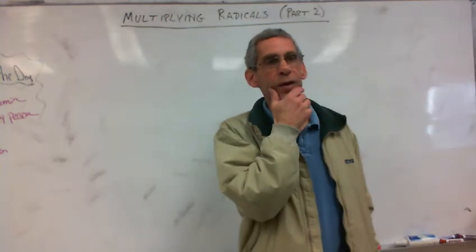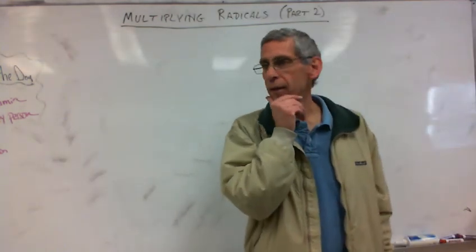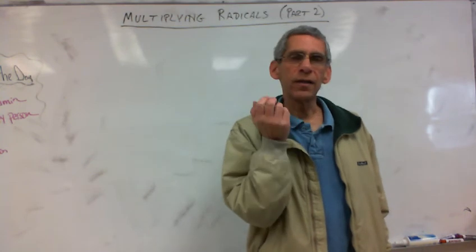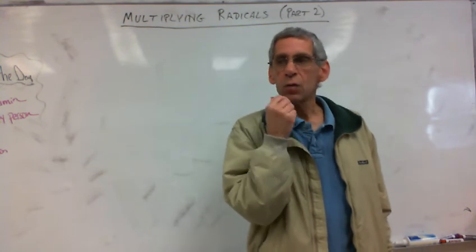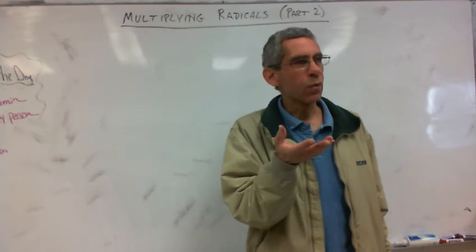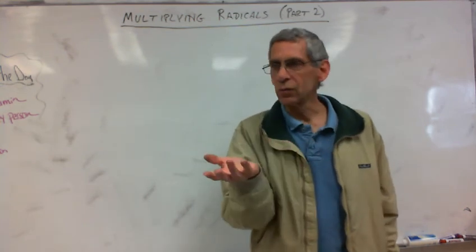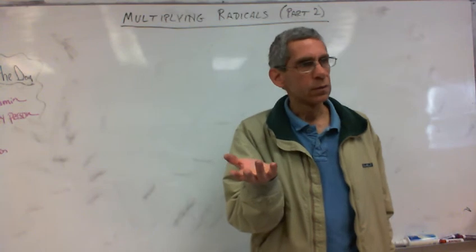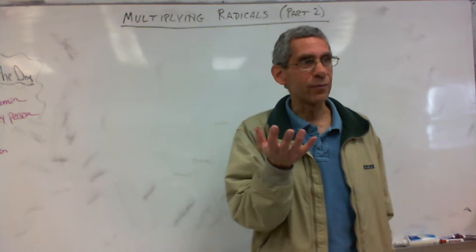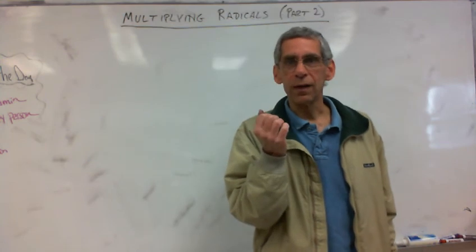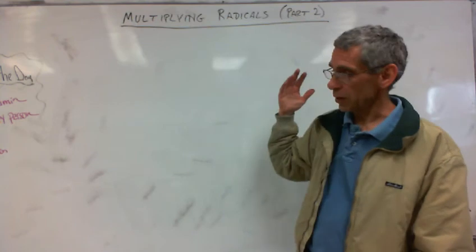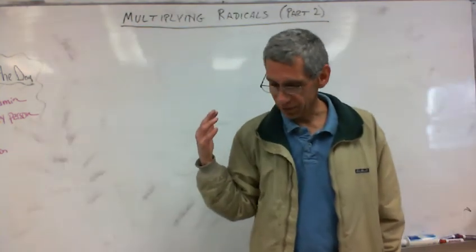Yesterday we talked about multiplying radicals, right? And, you know, I just have a question for you before we even go there. Radicals versus square roots. Why do we call them radicals when they're just square roots? It's a radical concept, right? It's really radical, right? But why? Seriously, why wouldn't we just call them multiplying square roots?